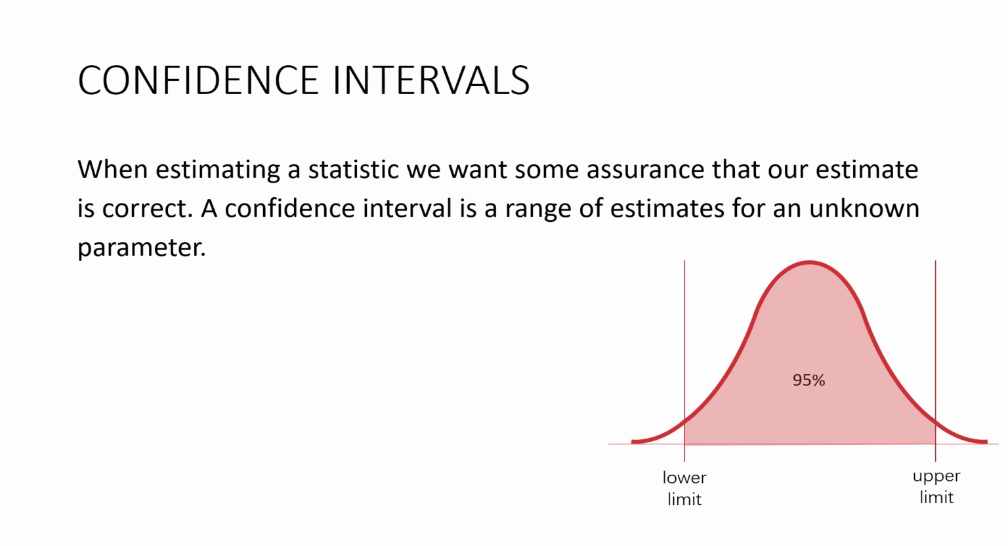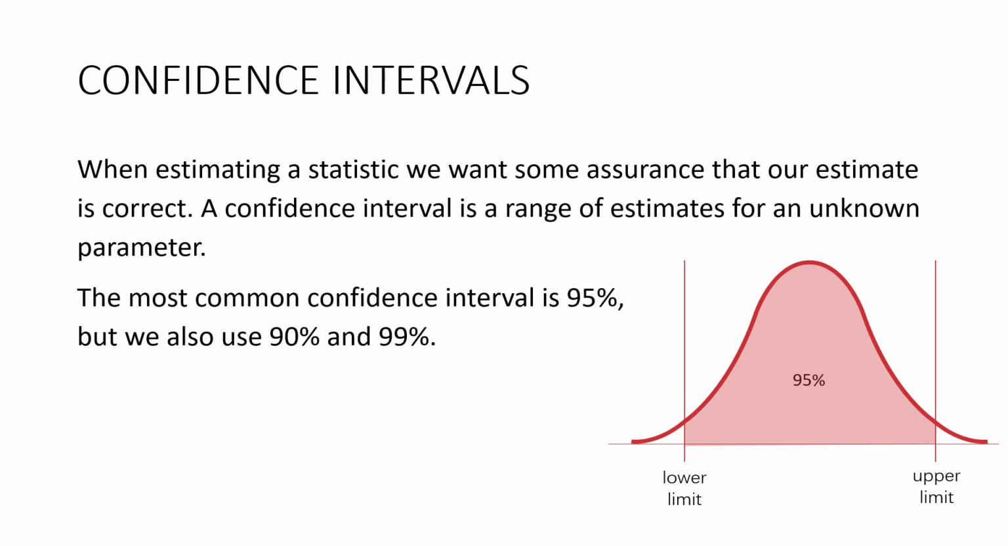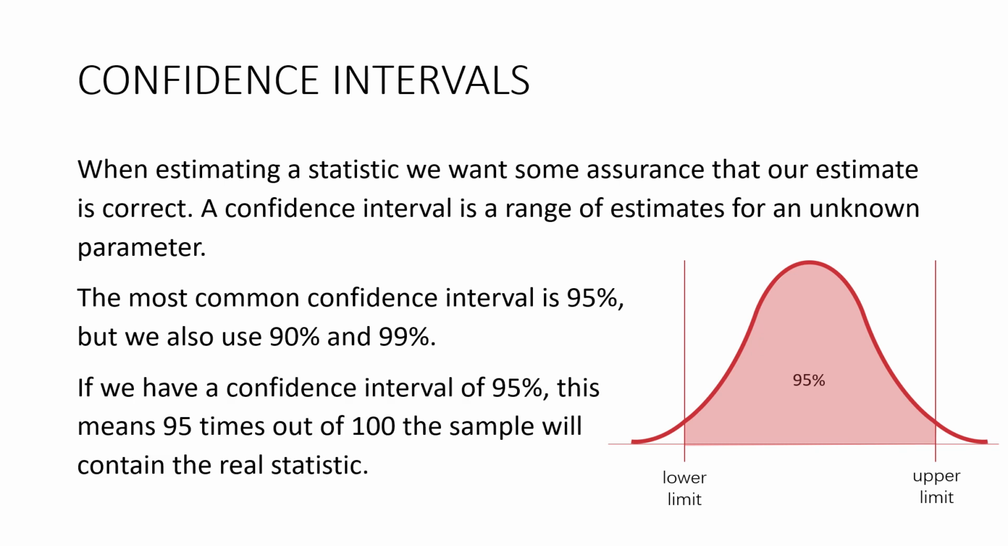I'm going to talk to you briefly about confidence intervals. It's beyond the syllabus, but the more understanding you have of this, the better you are able to interpret the questions. When estimating a statistic, we want some assurance that our estimate is correct. A confidence interval is a range of estimates for an unknown parameter. And the most common confidence interval is 95%, mainly because it is two standard deviations either side of the mean, but we also use 90% and 99%. If we have a confidence interval of 95%, this means 95 times out of 100, the sample will contain the real statistic.